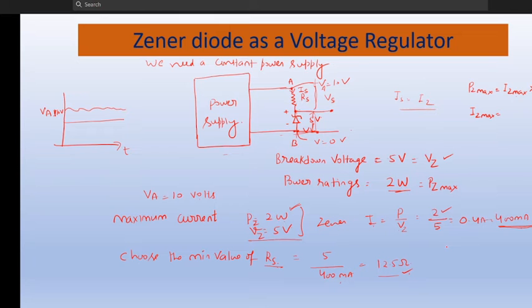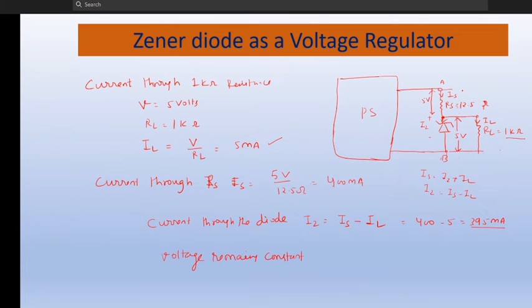Now let us say we connected a load. We calculated the value of RS. The voltage across RS is 5 volt, the voltage across the Zener diode is 5 volt, and we connected an RL of 1 kilo ohm. Now what will be the current through the 1 kilo ohm resistance, the value of IL? The voltage across it is 5 volt divided by 1 kilo ohm, so IL will be 5 milliampere.